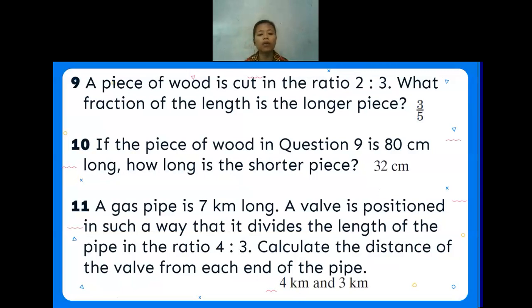Is there anyone having questions so far? From question 9 until question 11? Before I move to the next question. Hello? No one? No, teacher. Okay. If no one have confusion, I will move to the question 12.